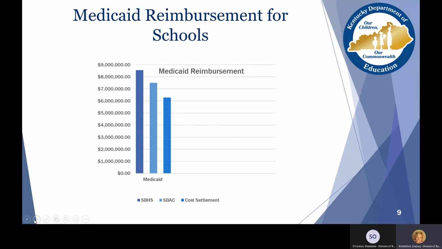Medicaid reimbursement for schools. This chart shows that school-based health services, which is your fee for service, such as speech therapy services, receives the most reimbursement for the school districts. Second is the SBAC program. And last but not least is the cost settlement. Cost settlement sometimes is positive for school districts. Sometimes school districts end up paying back. But these are the three programs of Medicaid, and this chart shows how much money they bring into the school districts and how they typically fall. Also, don't worry, most schools will receive a positive cost settlement.